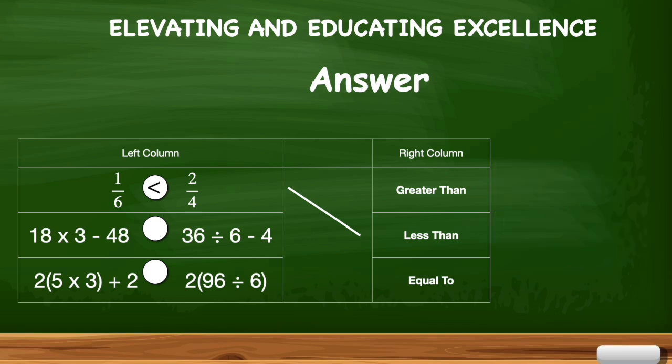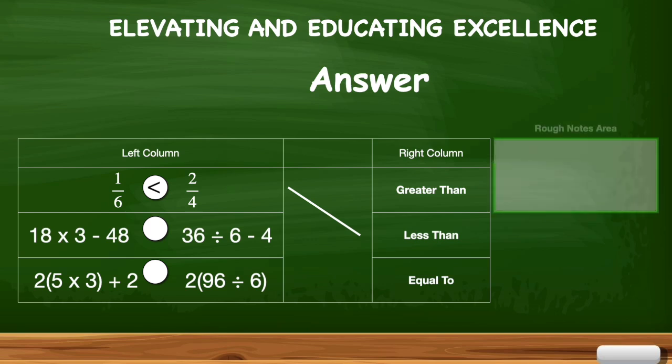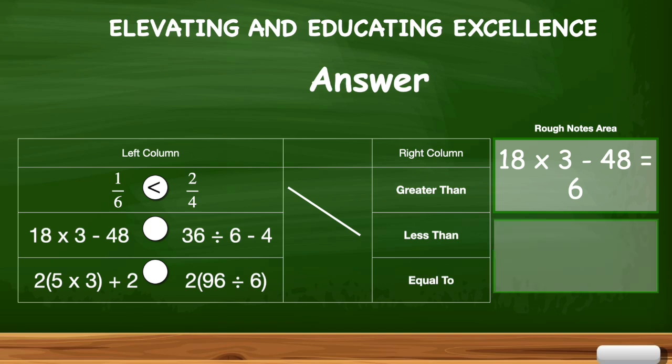So for the second row, in order for us to determine, let's draw a rough box. And in that rough box, we're going to solve 18 times 3 minus 46. And that equals 6. Now let's do the other one. So let's draw a rough box, and in that rough box, we're going to write 36 divided by 6 minus 4, which equals 2. So what we're going to look at is 6 greater than or 6 less than 2?